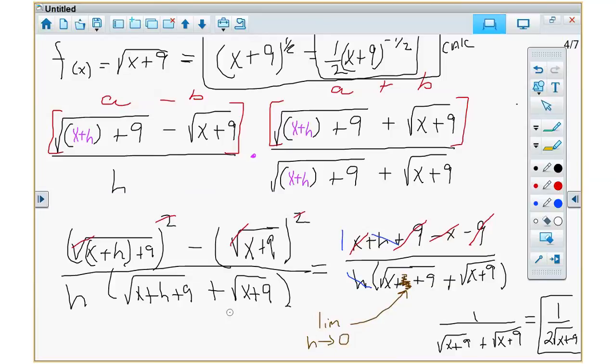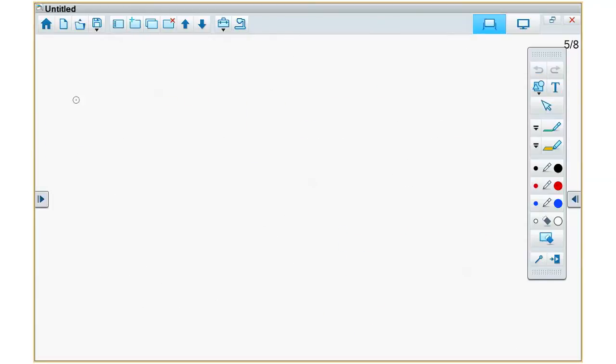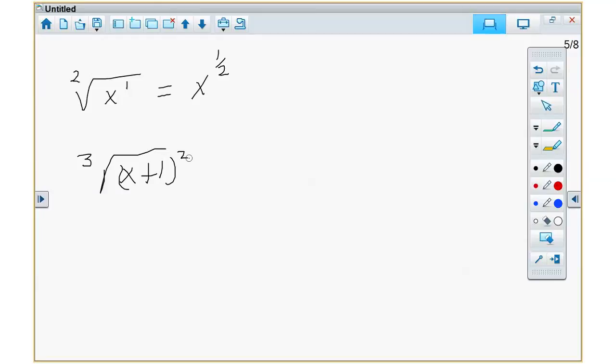If you did it the complete calculus way, how did you figure out the -1/2? Well, anytime you have a radical, that's your radical rule. The square root of x to the first power is equal to x to the 1/2. Exponent over index. So the cube root of x plus 1 squared would be x plus 1 to the what? 2/3 power. Anytime you have a radical in calculus, you want to change it to an exponent.